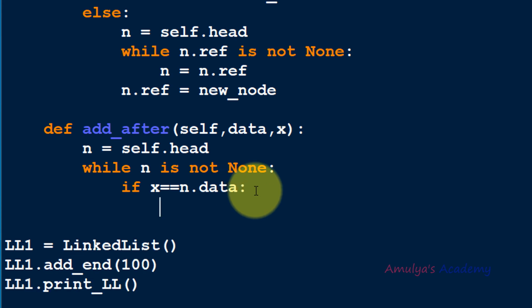If it is true, that means we found our x. So we need to stop. I'll use a break statement to come out of the while loop. No need to do anything, just come out of the while loop. We got the x node.